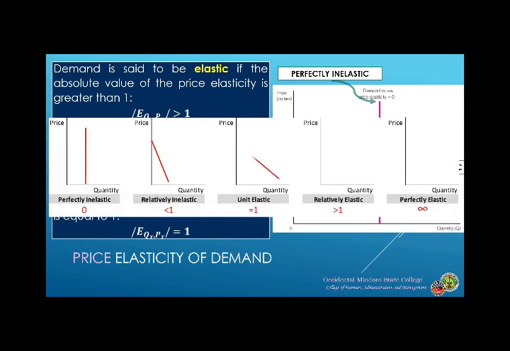So, for more understanding, here's the graphical representation of perfectly inelastic. 0 ang ating elasticity. Pag less than 1, we have relatively inelastic or inelastic. Pag equal to 1, unit elastic or unitary elastic. Pag greater than 1, we have elastic. And perfectly elastic, we have infinite.